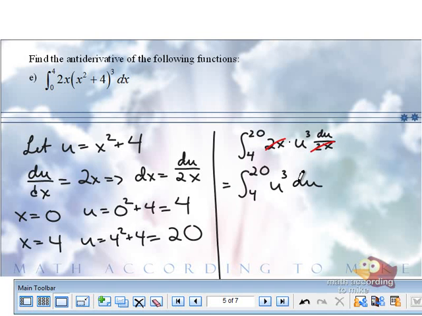If you use this method, you do not have to go back to x. You leave it all in terms of u. The other method, you go back to x, which I think is more work. So that's why we did the complete changing from x to u.